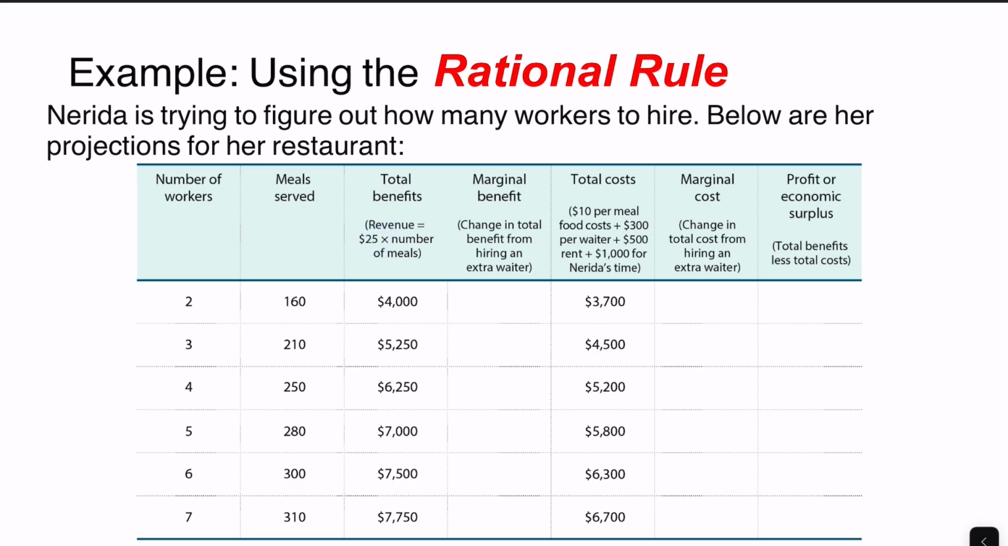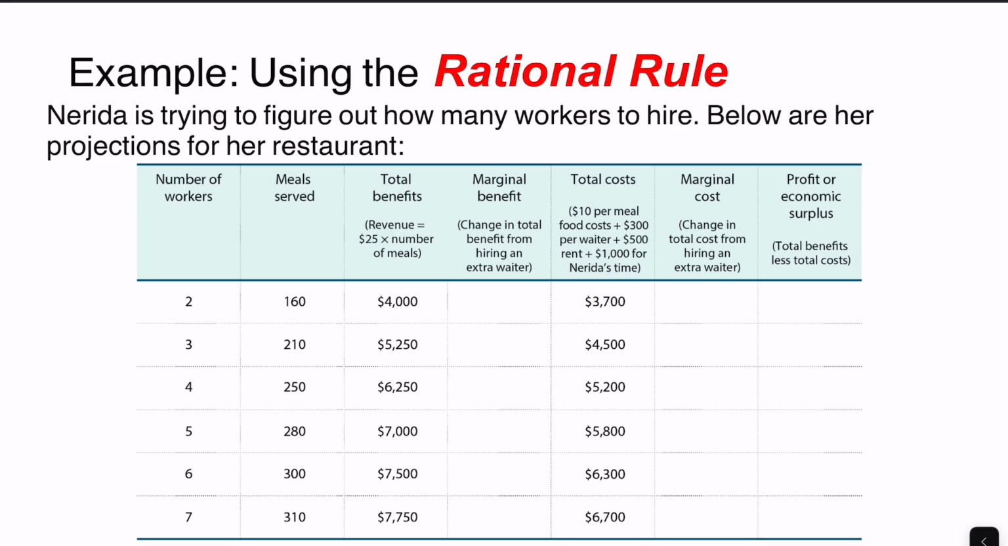In this context of a profit maximizing restaurant, the benefit side is going to be the revenue you get from selling these meals. So we'll take $25, the price of a meal, times the number of meals, 160. So we'll get these numbers, and these will be our total benefits. We can also construct our total costs for Narita. These are going to be a more complicated formula. She's got to pay $10 per meal in food costs, $300 for the waiters' wages, $500 in rent, and then $1,000 for Narita's time in terms of the opportunity cost. And so we have this column here.